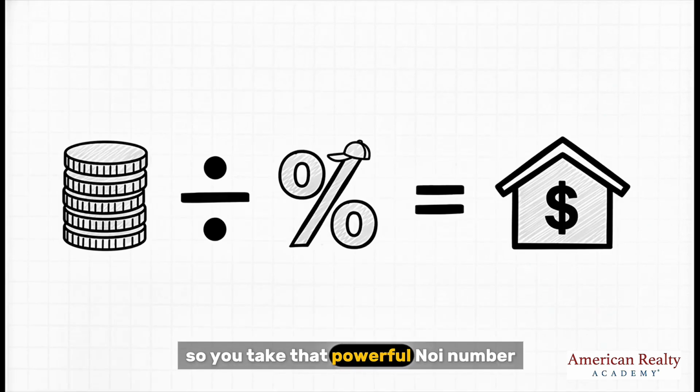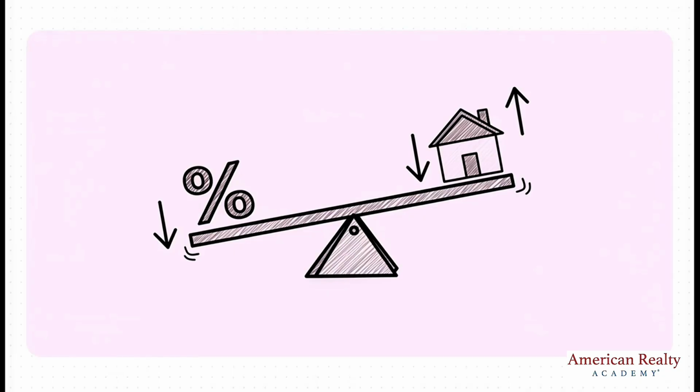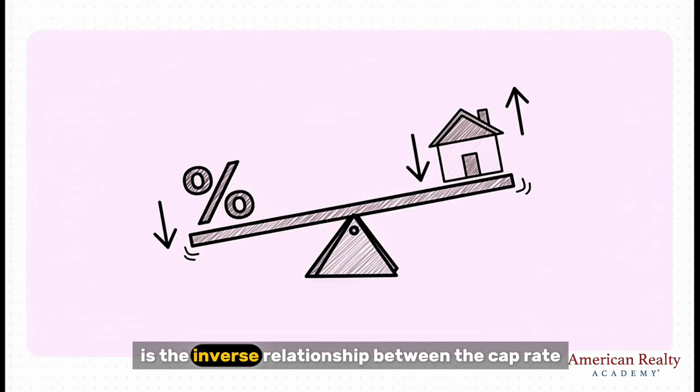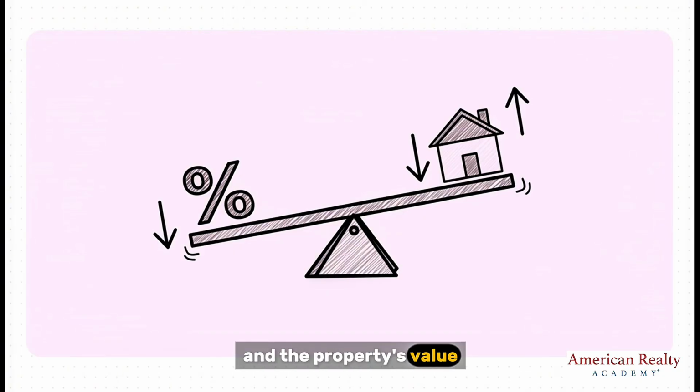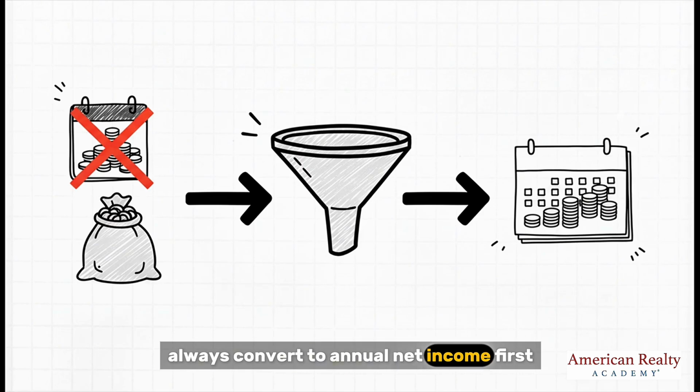So you take that powerful NOI number and you use it to find the property's value with a cap rate. And what's really cool here is the inverse relationship between the cap rate and the property's value. A classic trap? They'll give you monthly or gross income. Always convert to annual net income first.